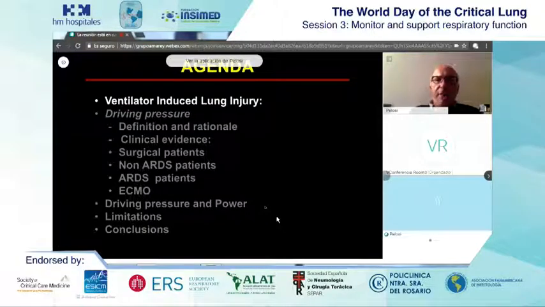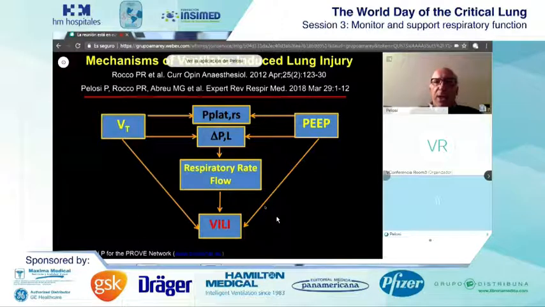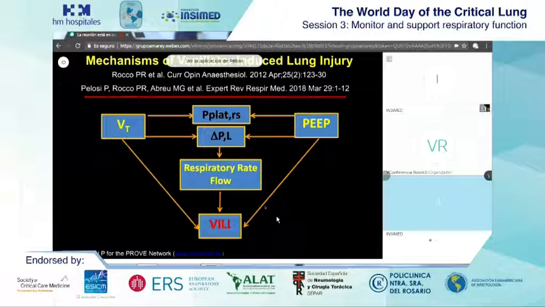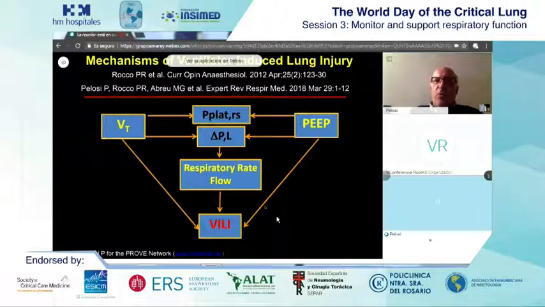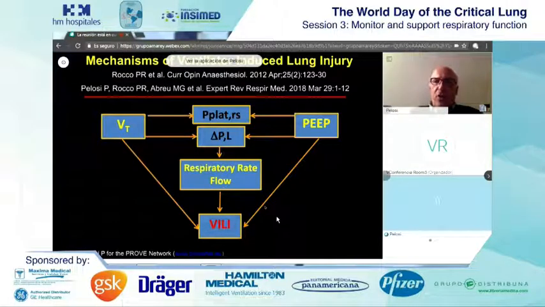First of all, let me remind all of you of the basics of ventilator-induced lung injury. The main parameters which promote ventilator-induced lung injury are the following: the tidal volume, and of course, as a consequence, the plateau pressure of the respiratory system, and the level of PEEP. Of course, the difference between plateau pressure and PEEP, which we will discuss, the driving pressure, may also play a role. Other factors also have to be considered, and I will mention them in my talk.